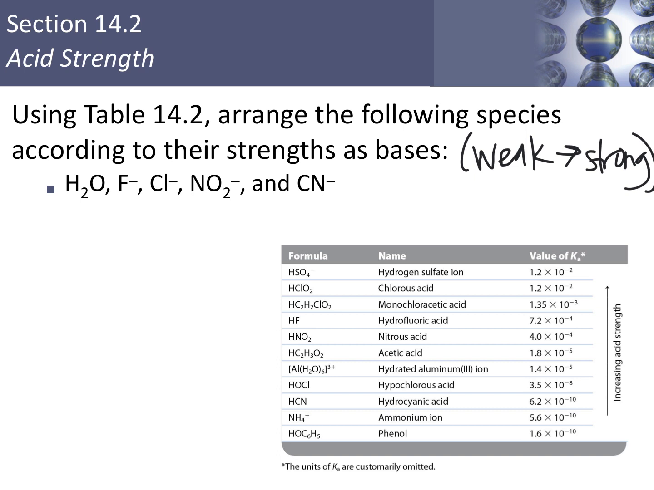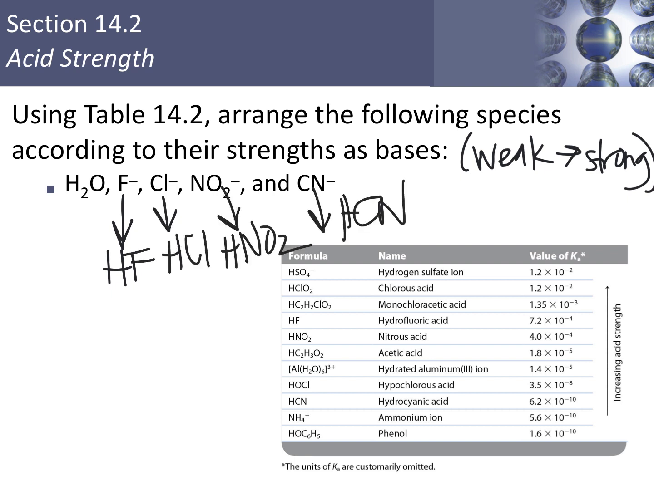Let's put them in order, weakest to strongest. So let's first think about what acids they came from. Remember, Bronsted-Lowry acids are proton donors, and then once the acid has donated its proton, what's left is referred to as a conjugate base. So, for example, the fluoride ion is the conjugate base of hydrofluoric acid. Chloride ion is the conjugate base of hydrochloric acid. Nitrite ion is the conjugate base of nitrous acid, and cyanide ion is the conjugate base of hydrocyanic acid.